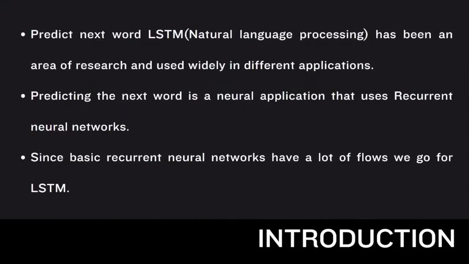And for this particular process, let us see an introduction. Predicting the next word using LSTM has been an area of research and used widely in different applications. Predicting the next word is a neural application that uses RNNs. Basically, we know that RNN has some problems. The advanced version, LSTM, is again an RNN. The basic RNN we are not going to go with; we will be proceeding with LSTM. Even though the RNN has some flaws, they have been overcome with the help of LSTM.